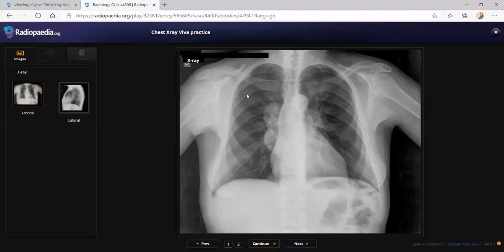Okay, great. So this is indeed an extramedullary hematopoiesis. You can see the clavicles are broadened, and the ribs are also broadened. And there are coarse trabeculations. The trabeculae are very coarse. And you can see the trabeculae at the humeri also. So this is a case of thalassemia with extramedullary hematopoiesis.